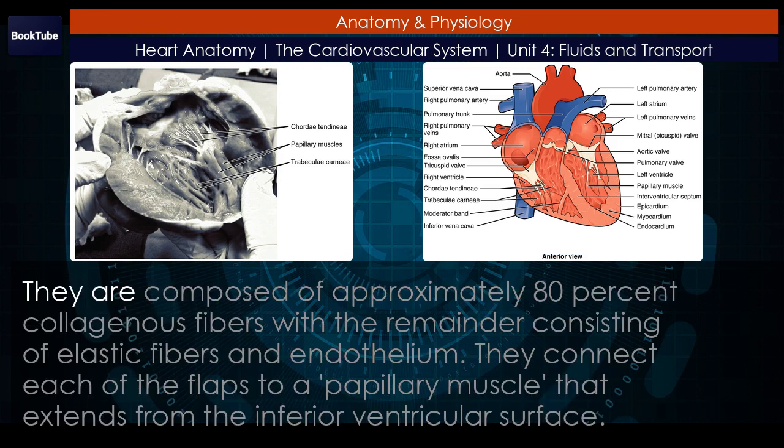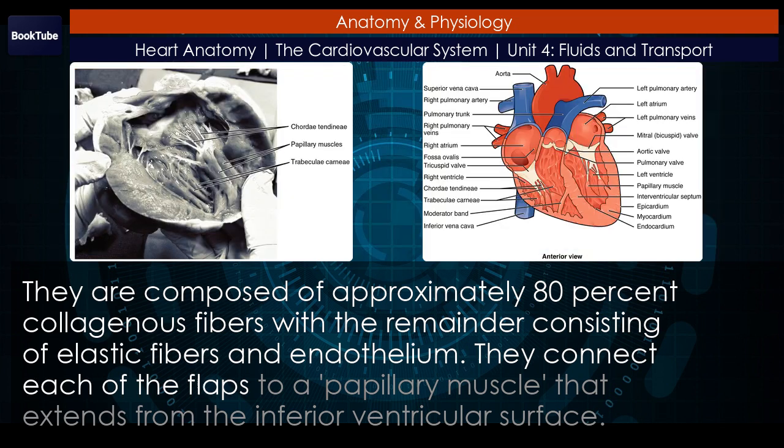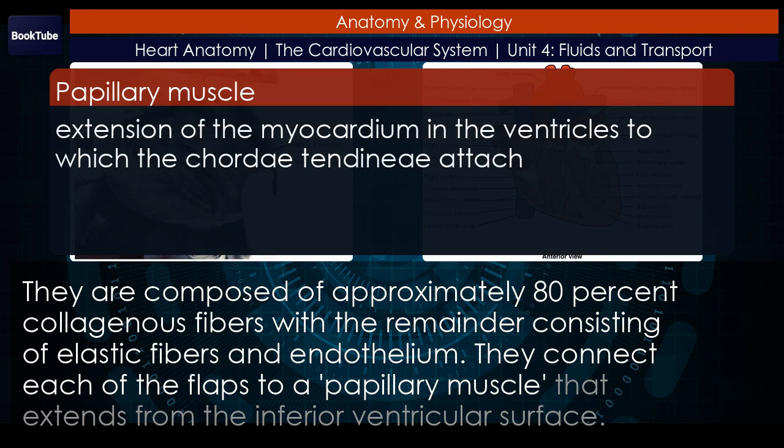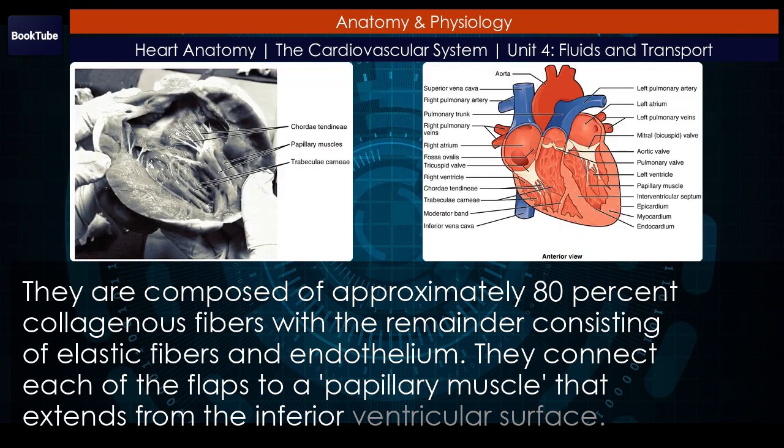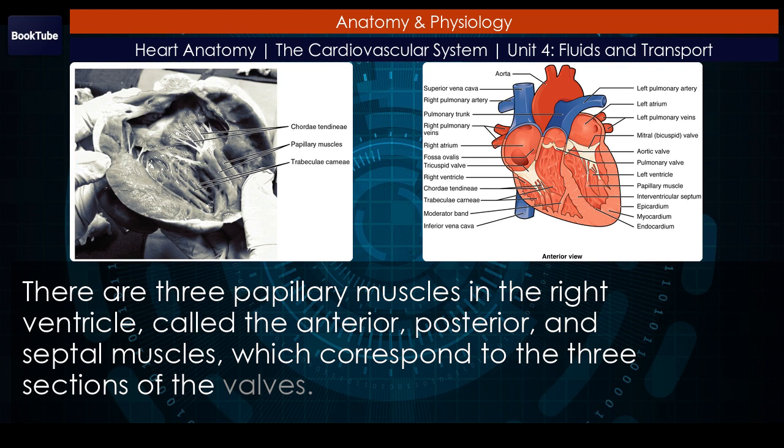They are composed of approximately 80% collagenous fibers, with the remainder consisting of elastic fibers and endothelium. They connect each of the flaps to a papillary muscle that extends from the inferior ventricular surface. There are 3 papillary muscles in the right ventricle, called the anterior, posterior, and septal muscles, which correspond to the 3 sections of the valves.